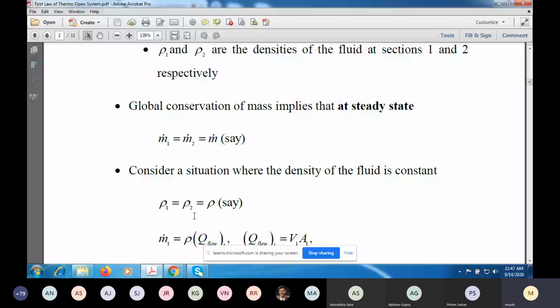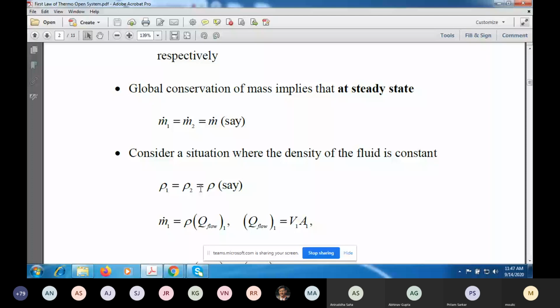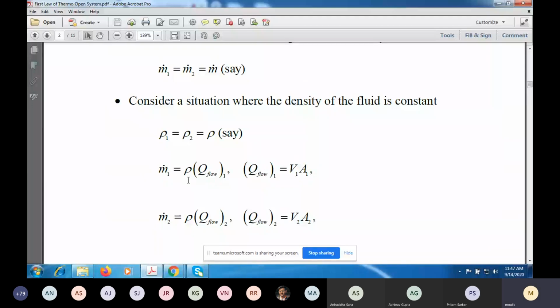So if rho 1 and rho 2 are the same, I'll drop the subscript and simply call it rho. So in the case of a liquid, then I'll say m1 dot is rho times q. Now, sometimes we are going to use q for heat transfer. So I will put a subscript here, FLOW, to tell you this is the volume flow rate. So m1 dot will be rho times the volume flow rate, and the volume flow rate at section 1 will be the product of the velocity and the area.